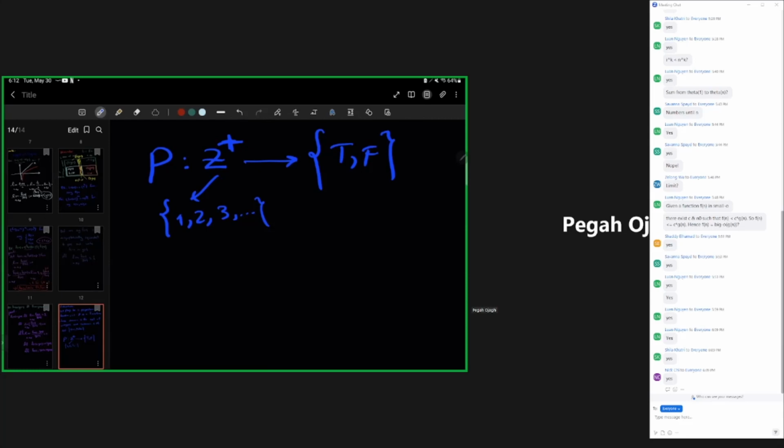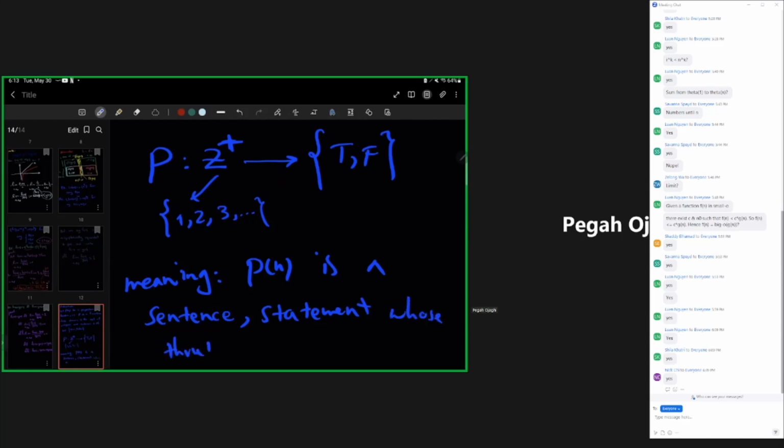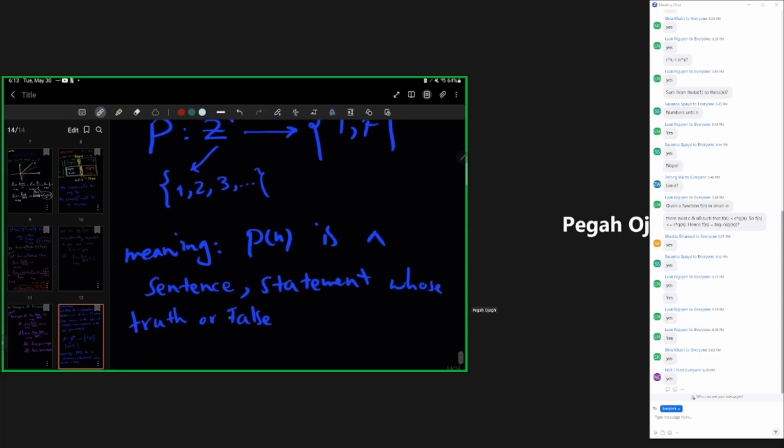So we need to prove by induction. What is the question? It means that P is a sentence, a statement whose truth or falsity depends on the integer n. So what does that mean? It means that P of n is a sentence, a statement, whose truth or falsity depends on the integer n.